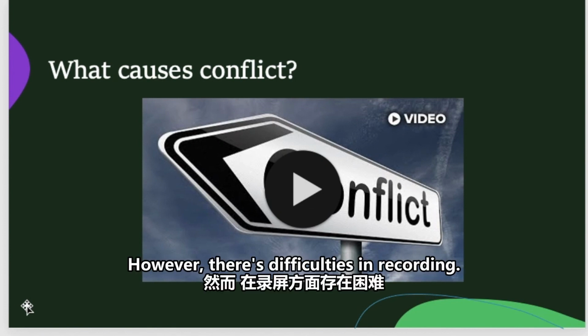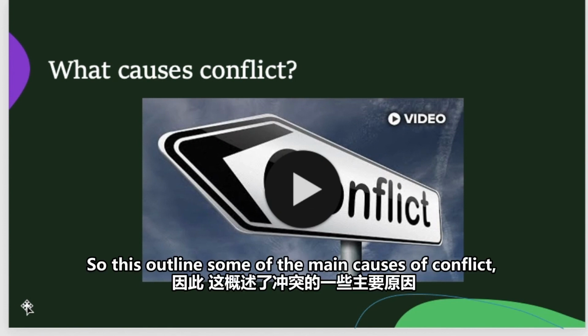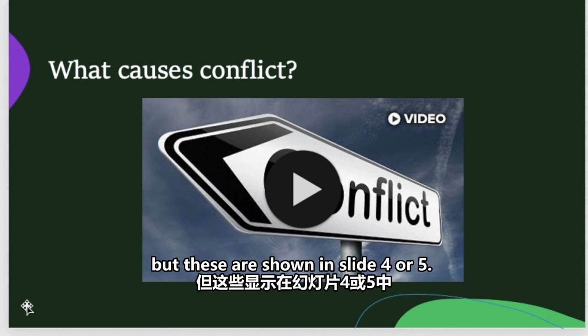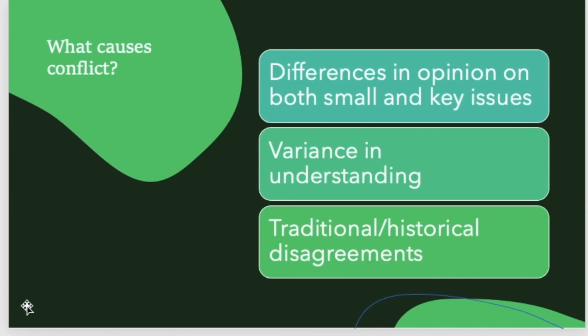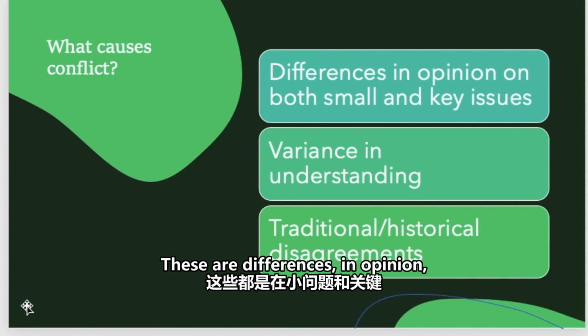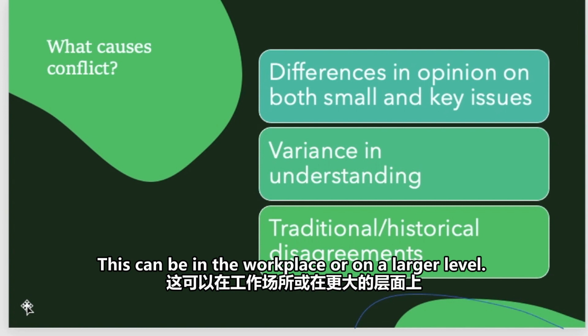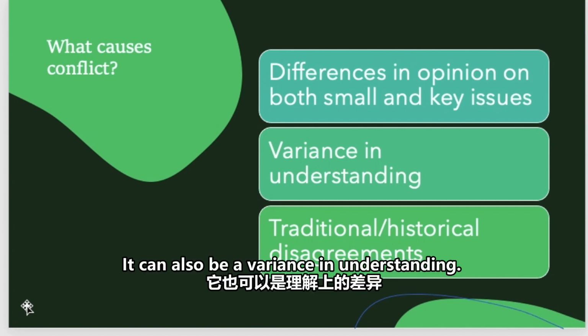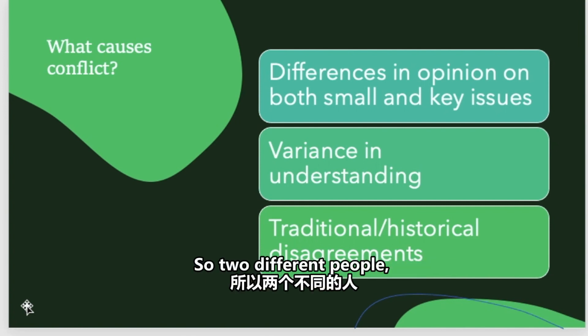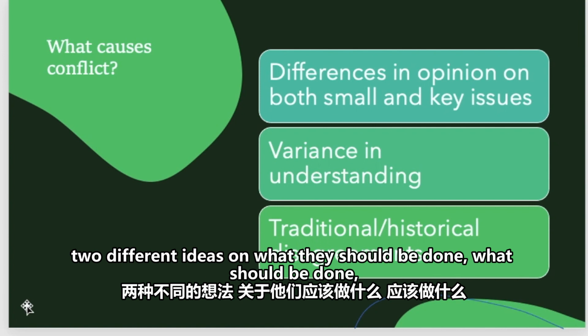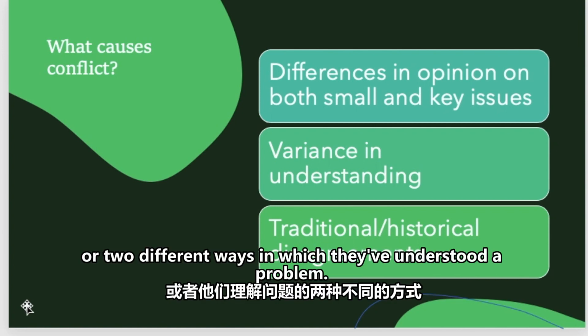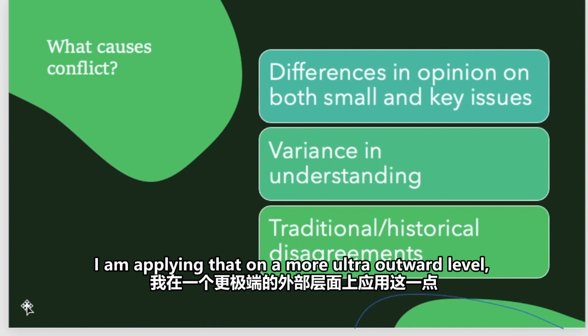So from the original webinar that we did about 2 weeks ago now, I had this video. However, there's difficulties in recording, so it did outline some of the main causes of conflict, but these are shown in slide 4 or slide 5. So these are differences in opinion on both small and key issues, and this can be in the home, in the workplace, or on a larger level. It can also be a variance in understanding, so two different people, two different ideas on what should be done, or two different ways in which they've understood a problem.